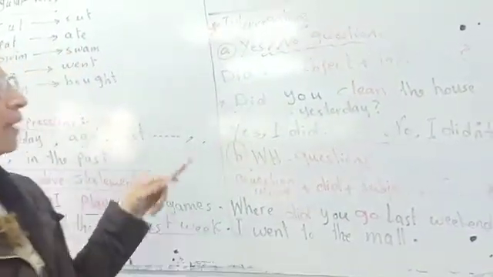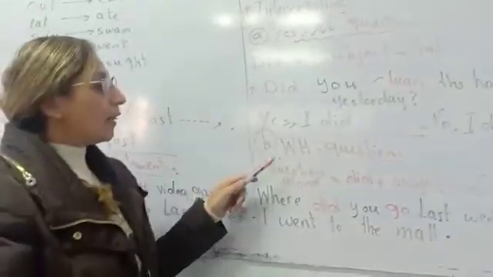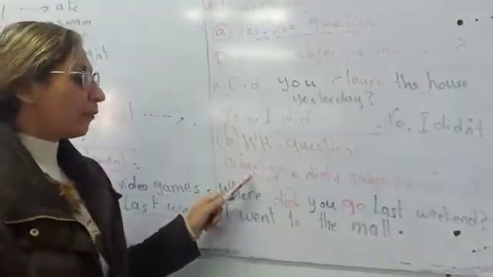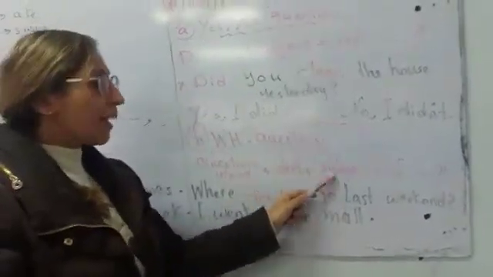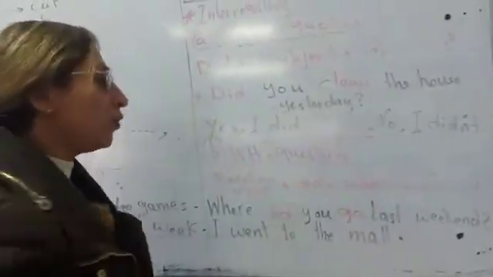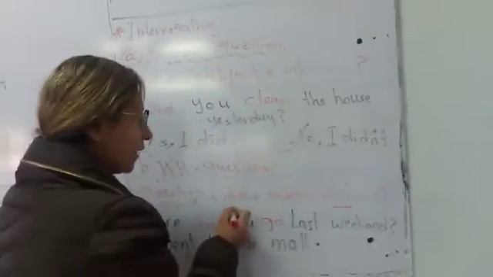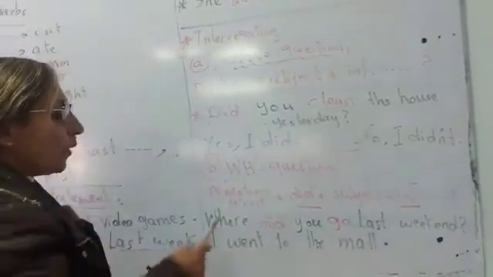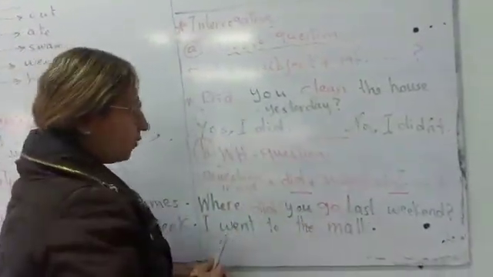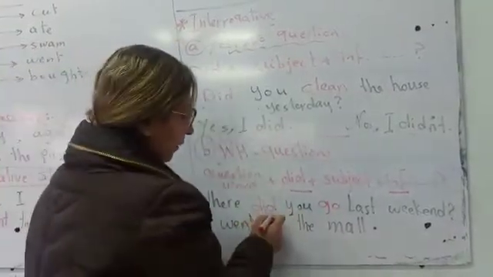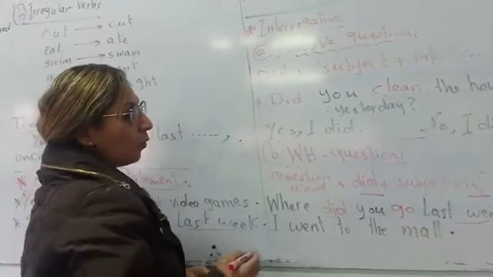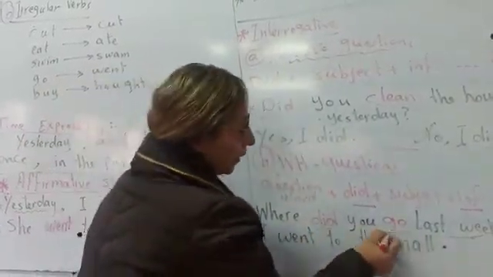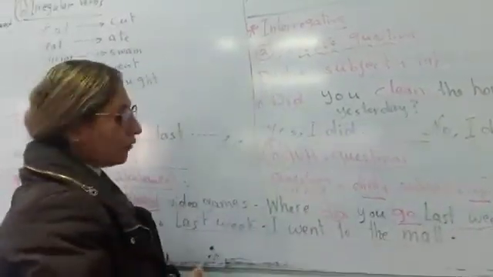We have many examples. In the WH questions, we have to use the WH word or the question word followed with did, subject, and the infinitive. Again, don't forget to use the infinitive after did. Where did you go last weekend? I used here did because last weekend is in the past. So I used go in the infinitive form after did.